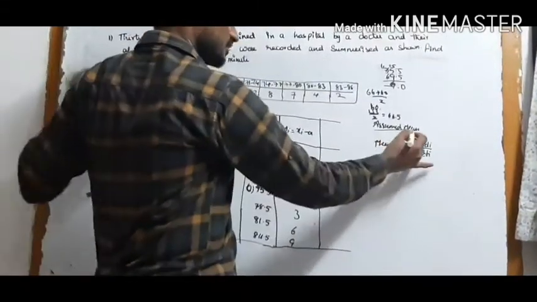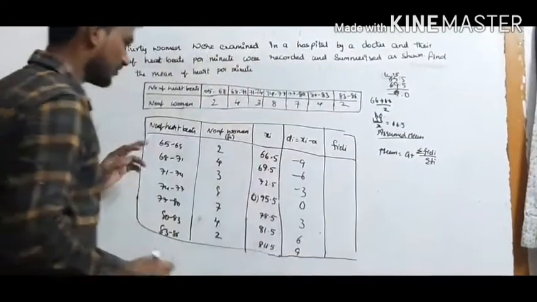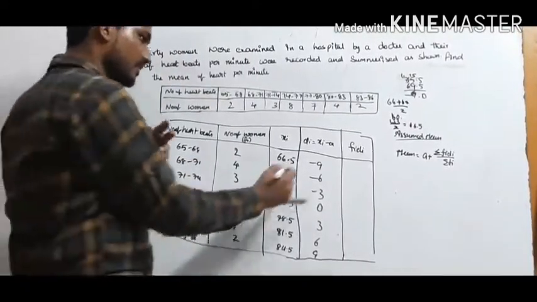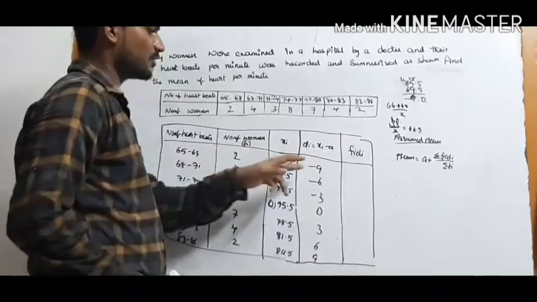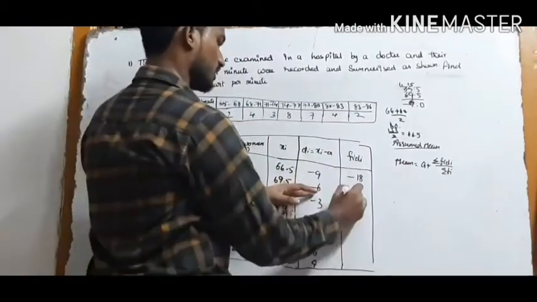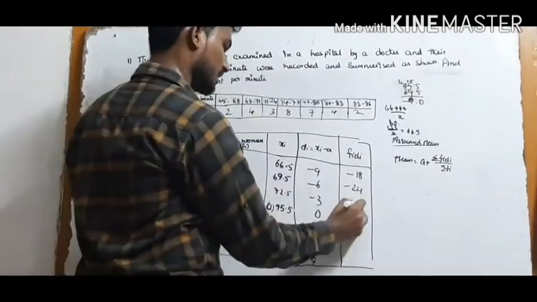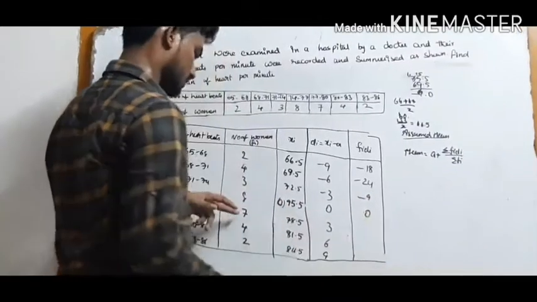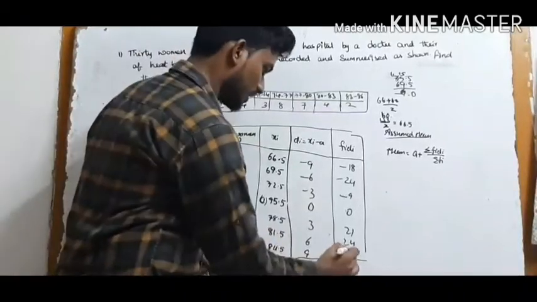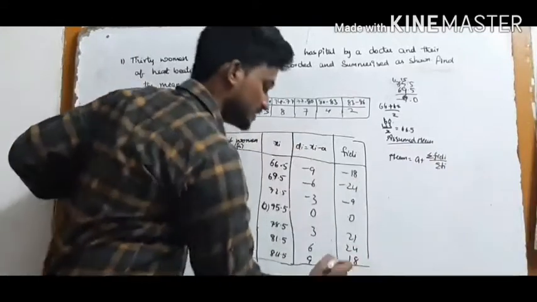Next we want to find Fi di. Fi is 2, 4, 3, 8, 7, 4, 2, and di is here. Multiplying: 2 9s are 18, minus 18; 4 6s are 24, minus 24; 3 3s are 9, minus 9; 8 0s are 0; 7 3s are 21; 4 6s are 24; 2 9s are 18. This is the Fi di, and we want to find sigma Fi di, the sum of these.